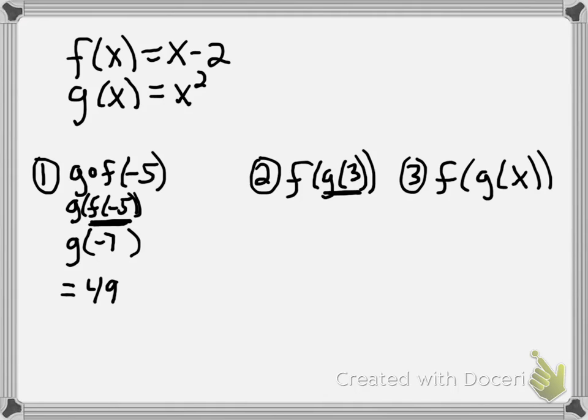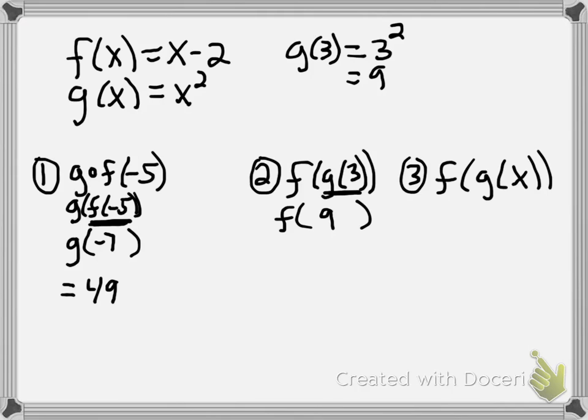So this is g of 3, so I have to do that inner function first. I'm going to leave this f part of the function alone and figure out what g of 3 is. Well, g of 3 just means in my g function I'm going to plug in 3 for x, so that becomes 3 squared. We know that 3 squared is equal to 9, so this is going to become f of 9.